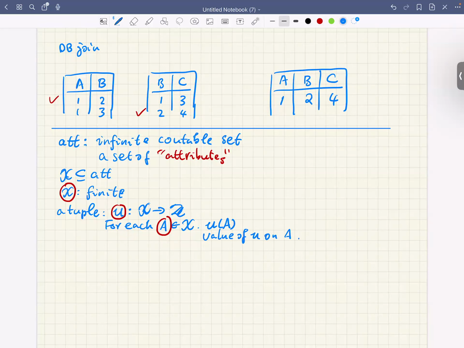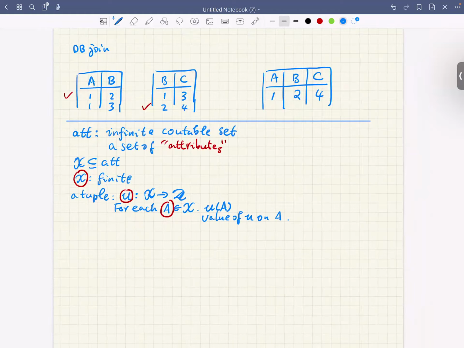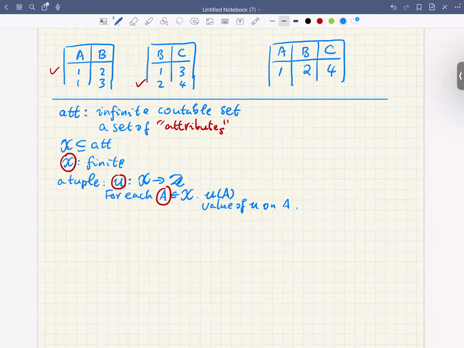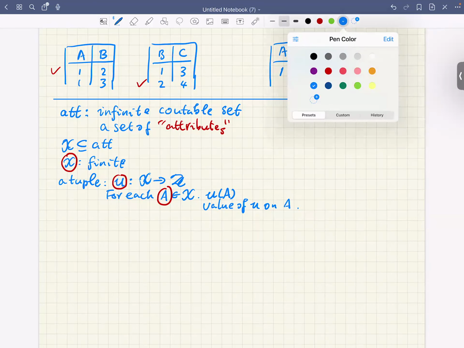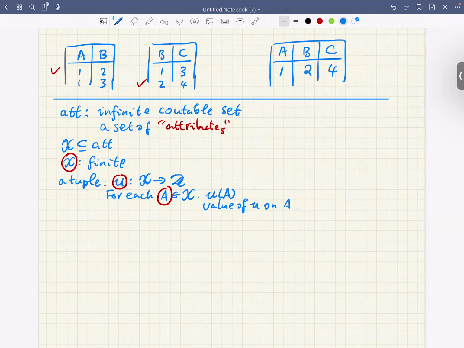Later, I will need projection. Here I'm going to define what it means by projection. You have a tuple here, U. Whenever I talk about U, I have implicitly assumed the existence of a beautiful X, because otherwise, how would you define the function in the first place? So you take that X and you take a subset Y of X. This is beautiful Y, so it's a subset.